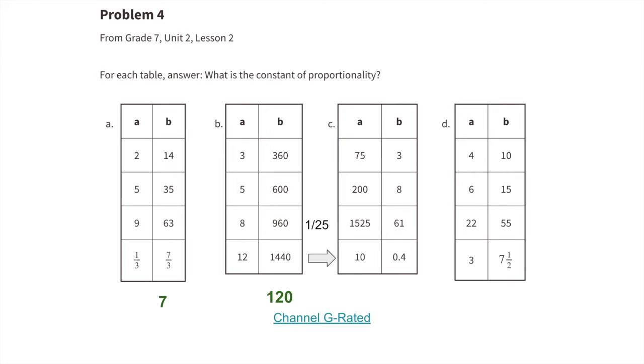And finally, 4/10 divided by 10. 4/10 over 10, or 4/10 divided by 10, is 1/25. So the constant of proportionality for table C is 1/25.